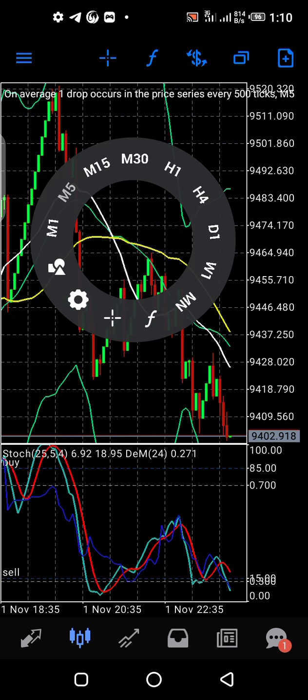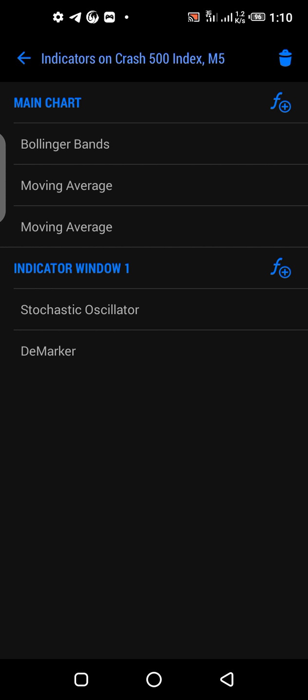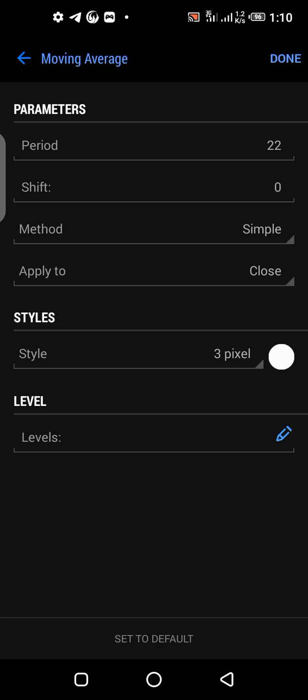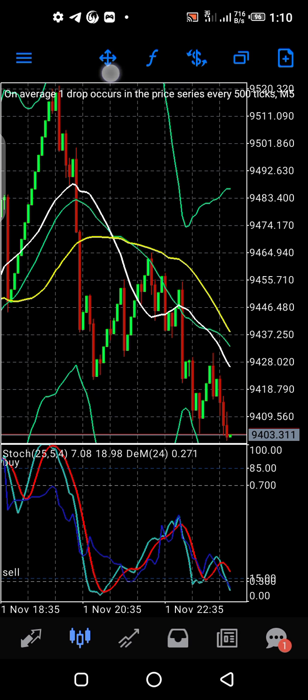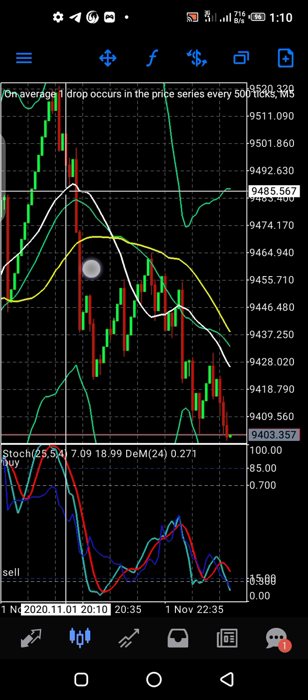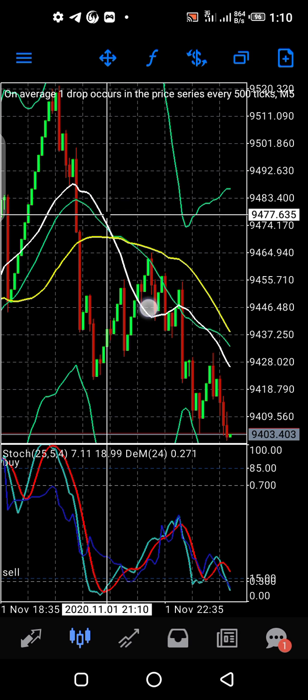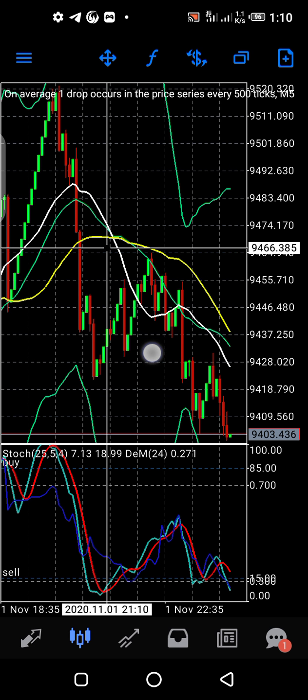Alright, the next to add here is our moving average 22. Use these same settings for the moving average 22. Period 22, shift 0, method simple, apply close. Then the style is 3 pixels. Once you are done, you click on done. Now this comes up, as you can see here.